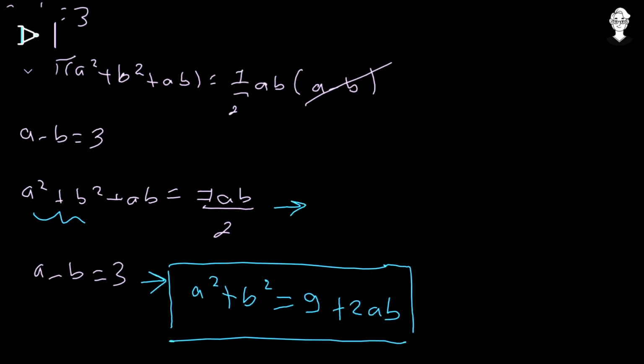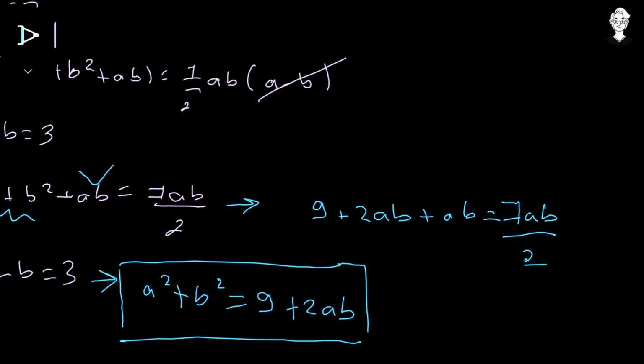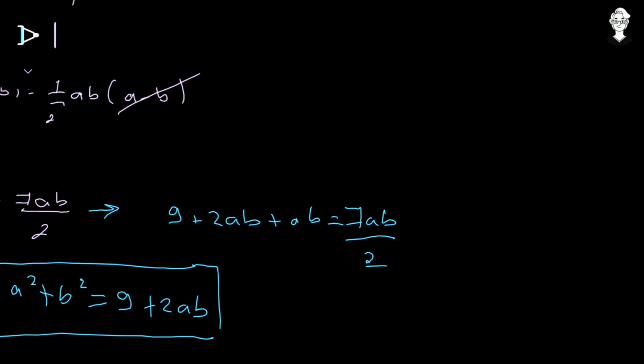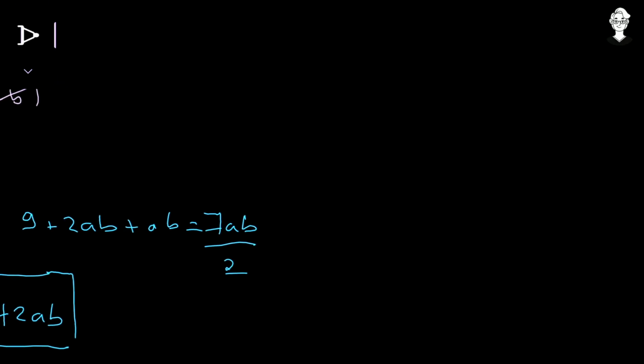Doing that, it becomes 9 plus 2 times ab, plus ab already, and that is equal to 7 times ab upon 2. Now if we solve this equation, we get the value of ab. We already have the value of a minus b, and here we will obtain the value of ab. These two things are very easy to simplify. So finding the value of ab: first of all taking the LCM 2, so 2 into 9 is 18. 2ab plus 1ab becomes 3ab, and 3ab multiplied by this 2 becomes 6ab. So plus 6ab, and that is equal to 7 times ab. So from here I have 18 equals ab.